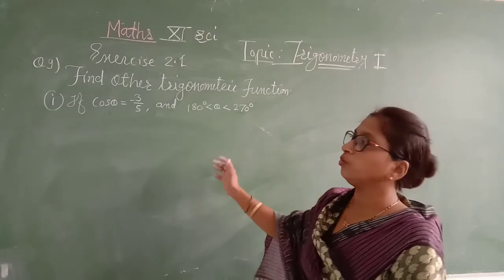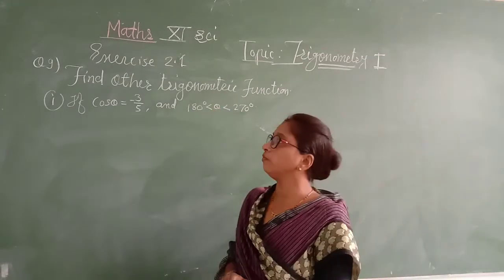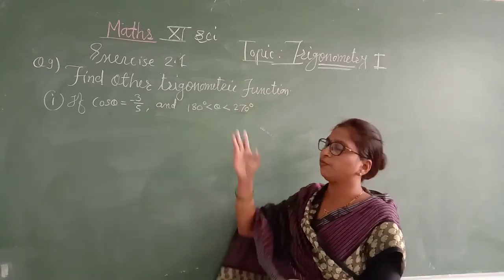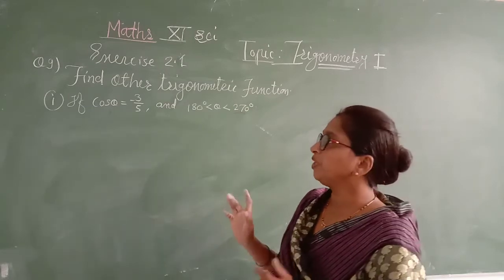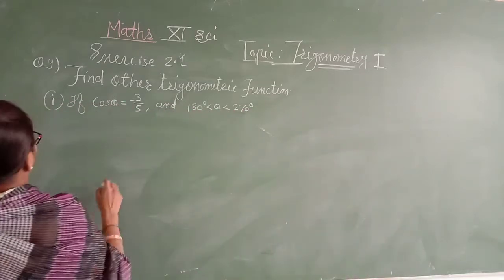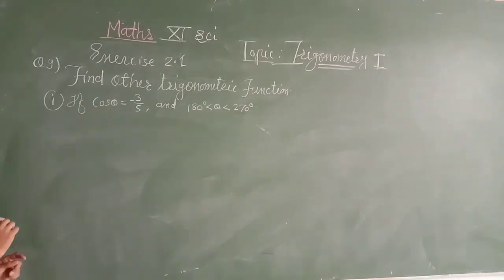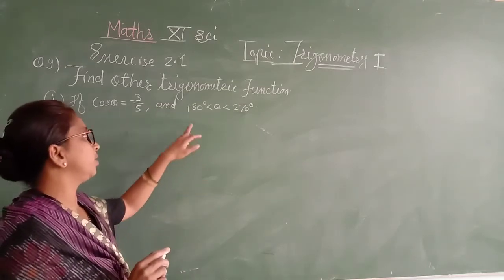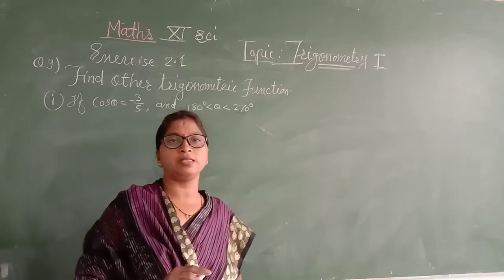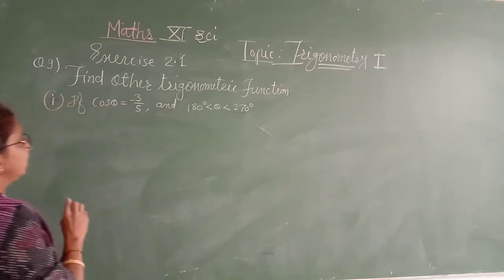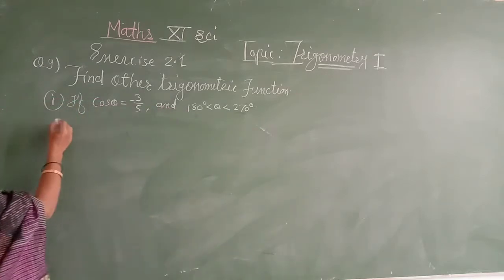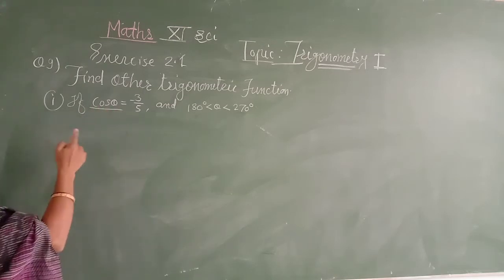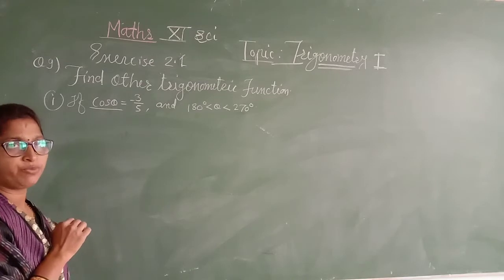Today we will continue the same exercise 2.1 with the question number 9. Find other trigonometric functions from the given part. So here given is cos theta equals minus 3 by 5 and theta is greater than 180 degrees and less than 270 degrees. So here we have the cos theta value, we have to find other trigonometric functions.